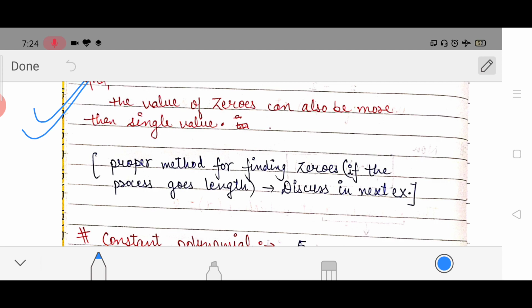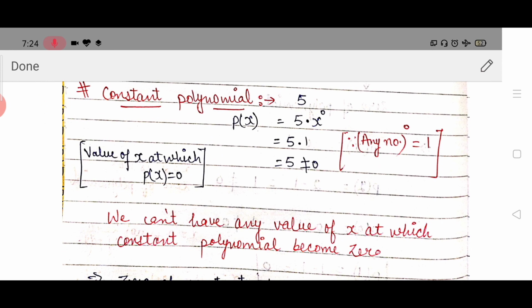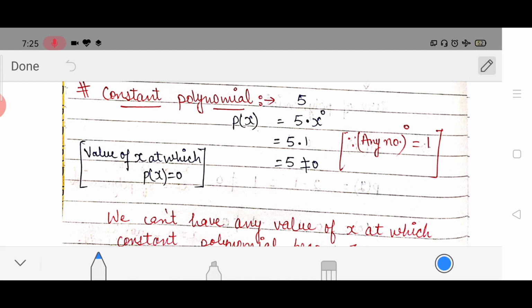So for now you just have to understand what is the meaning of zero and how you can find the zero. In detail we will study it in the next exercise. Now we are just left with our two topics, that is constant polynomial and zero polynomial. First of all, you have to revise what a constant polynomial is.